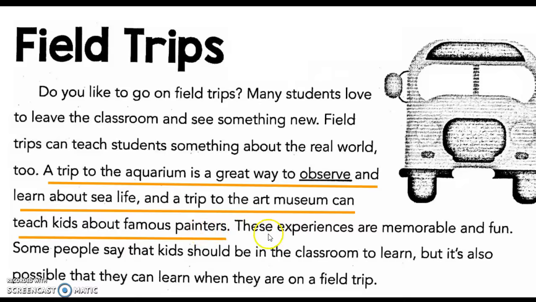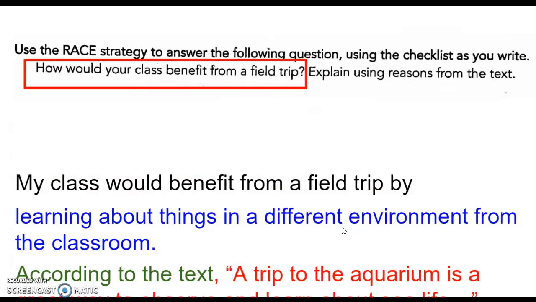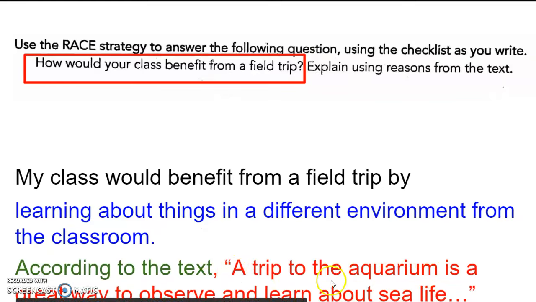I mean, you can even talk about how it says experiences are memorable and fun. This whole passage, a lot of it can be used. But that was a good sentence I chose. A trip to the aquarium is a great way to observe and learn about sea life. And you know what? I got cut off here. One sec. There we go. It's a great way to observe and learn about sea life.